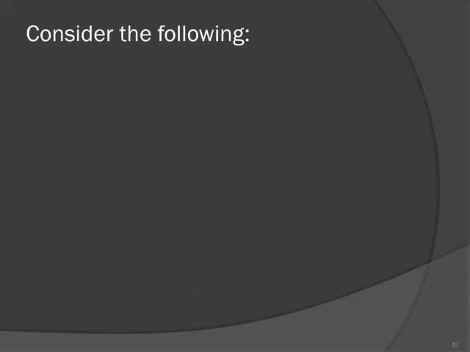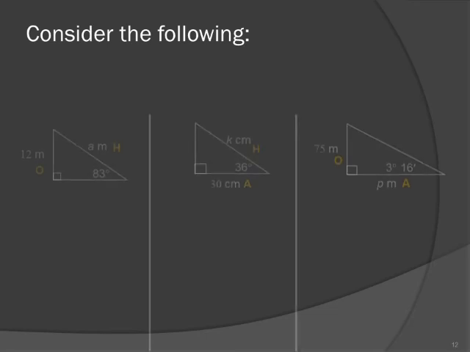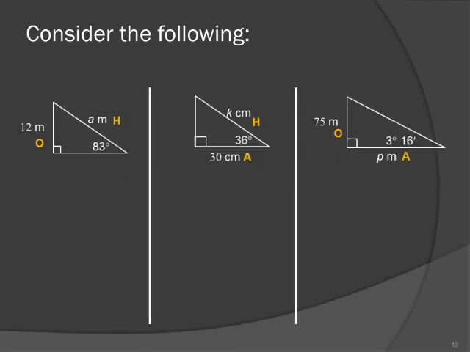So, we're going to go through the 3 problems, and I'll show you how it's an identical process for each. So here's our 3 diagrams. In the first one, we've got 83 degrees, and relative to the 83 degrees, we've got an O and an H. O and an H is sine. In the second one, relative to the 36 degrees, we've got a 30 and a K, an A and an H. So that's going to be cos. And in the last one, no prizes for guessing this one, you've got an O and an A, so this is going to be tan.